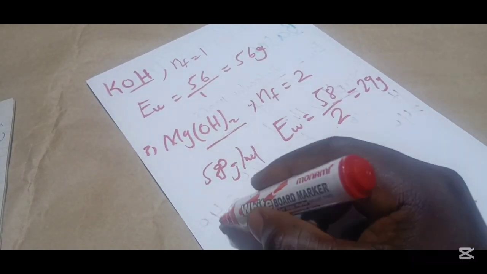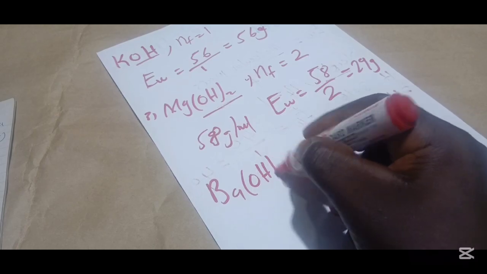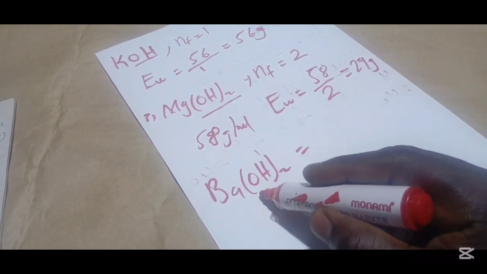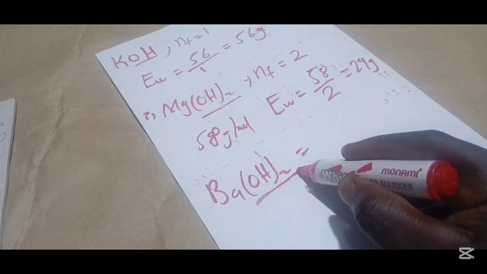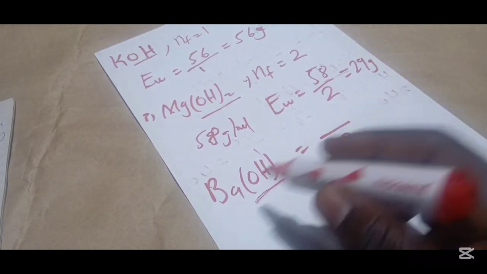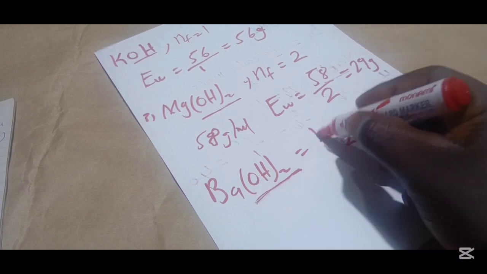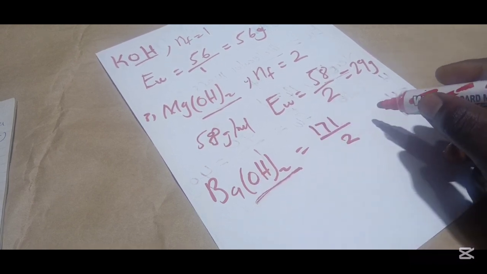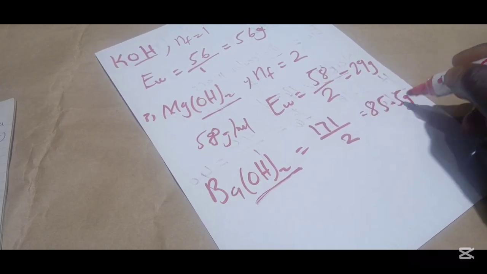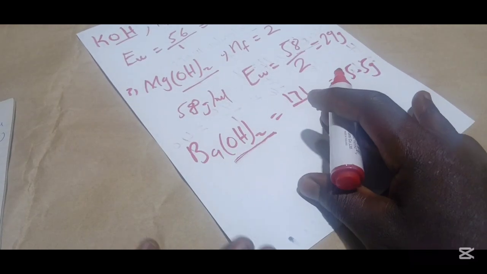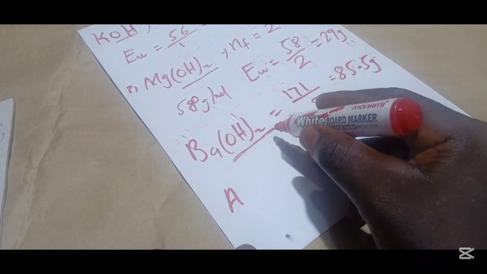Equivalent weight for Ba(OH)2. First of all, our n factor will come from the number of OH ions that we have, which is 2. And the molecular mass for Ba(OH)2 is 171. So 171 over 2 will give us 85.5 grams. So that is the equivalent weight for Ba(OH)2.